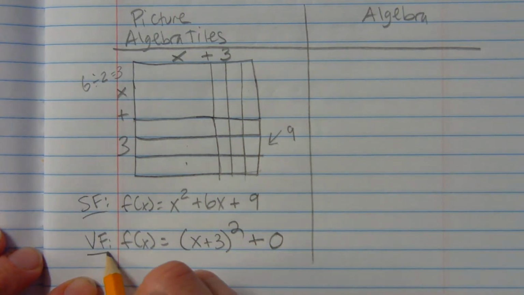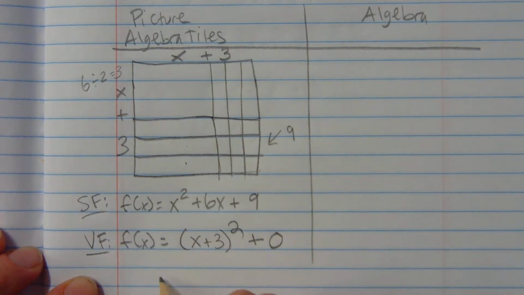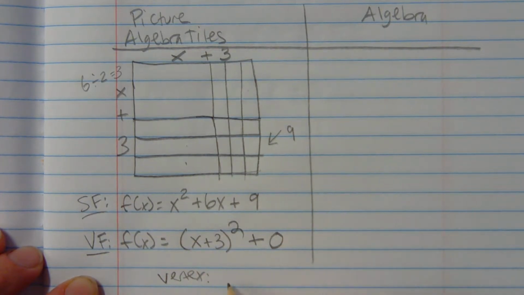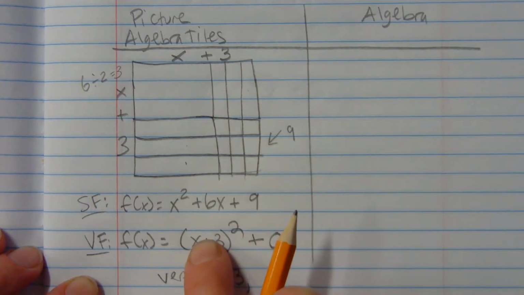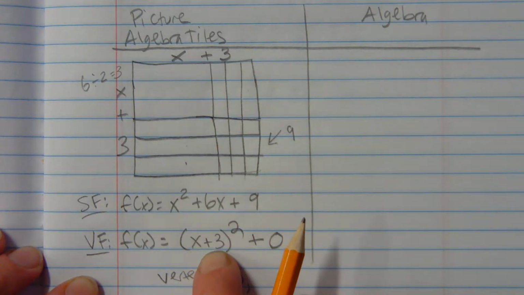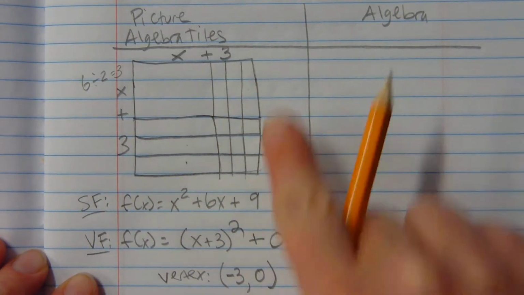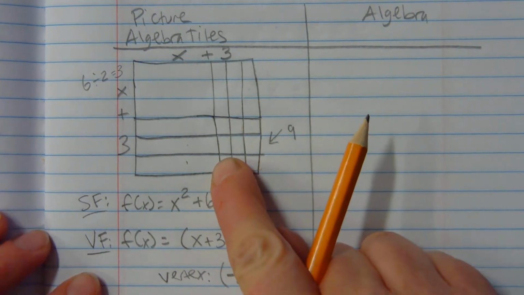And so now if I know that, I know my vertex is what makes this 0 inside there. So that's negative 3. And then if this is 0, that's negative 3, plus 3 is 0, then I have my k over here, which is just 0. So that's my vertex. So that's with my algebra tiles or my picture.